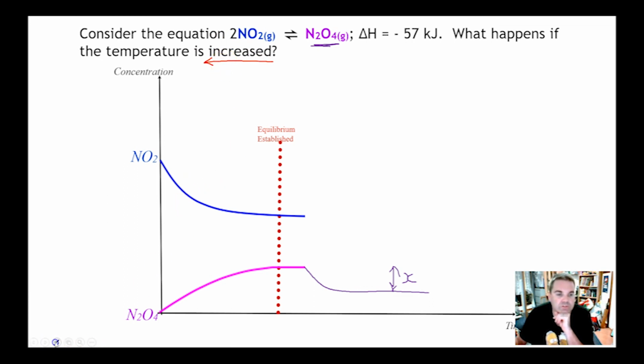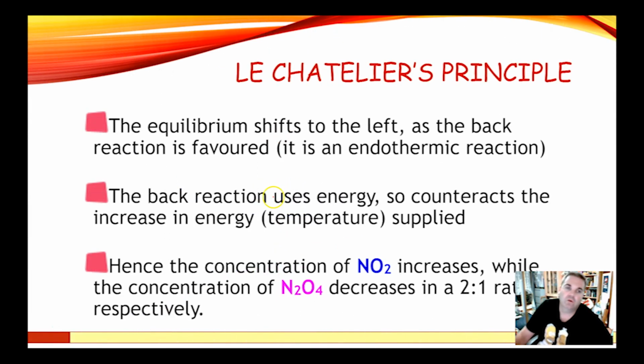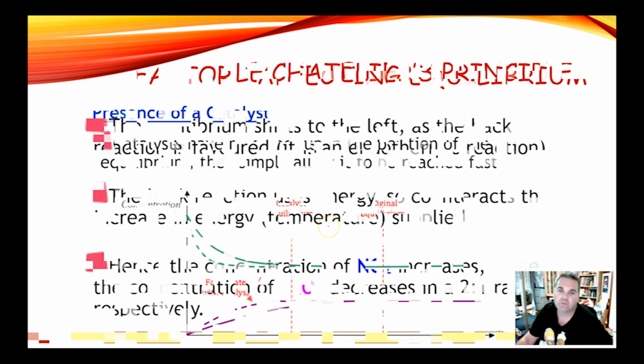The NO2, the nitrogen dioxide, is going to go up in concentration by 2x, again keeping in mind the mole ratio of the equation. So the back reaction is favoured, the concentration of NO2 goes up, the concentration of N2O4 decreases, until we get to a point where we have re-established our equilibrium. Like I said, we don't have any concentration changes straight away, up or down, like we did with pressure or concentration. When we impact the temperature, it changes our Kc value. This is just explaining what I've done: the equilibrium shifts to the left, favouring the back reaction, which is endothermic, and we get our change.